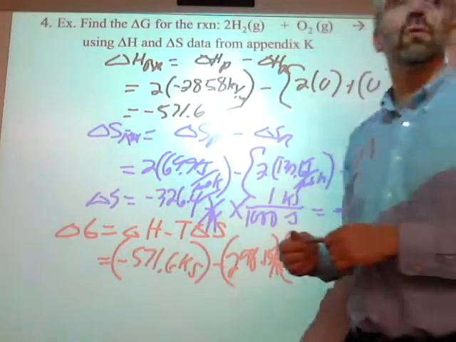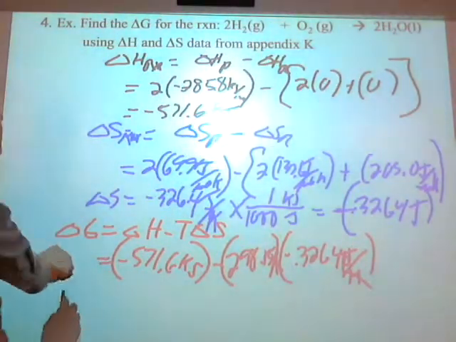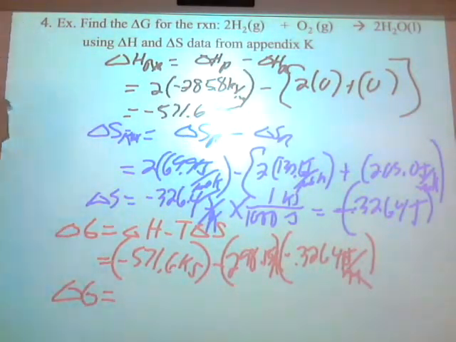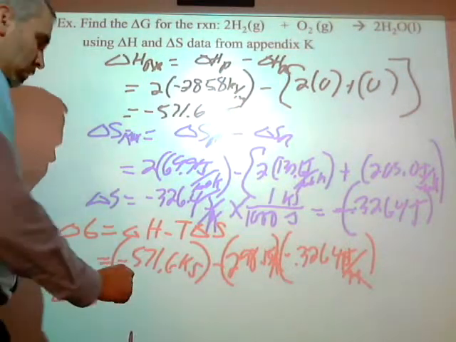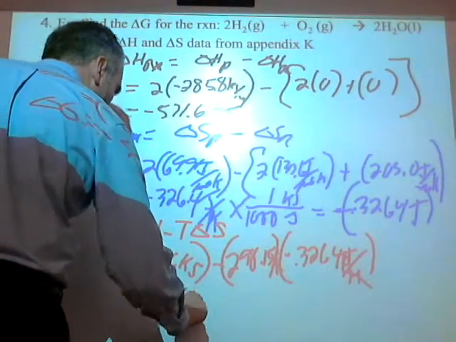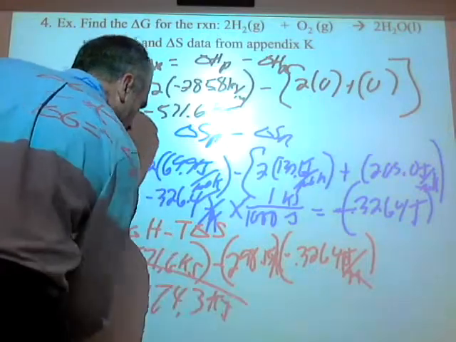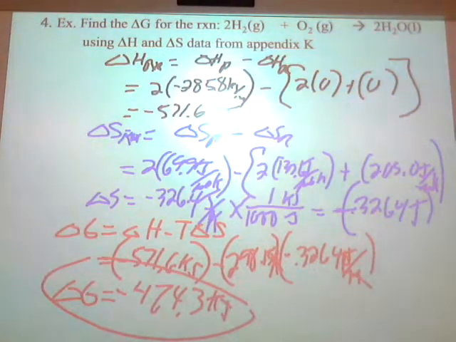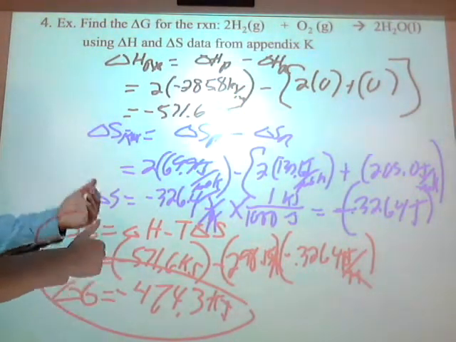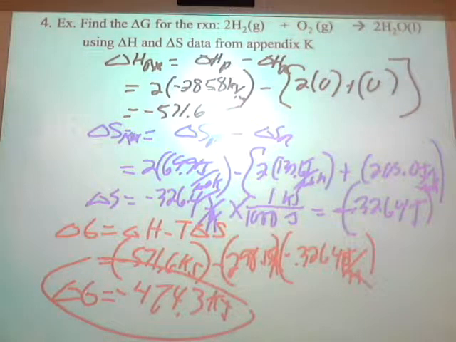What do you get for your delta G for this guy? Negative what? Kilojoules. Okay. If that's his answer, then is he spontaneous or not? He is. And that's all I can ask you. At that point, it's a final answer.